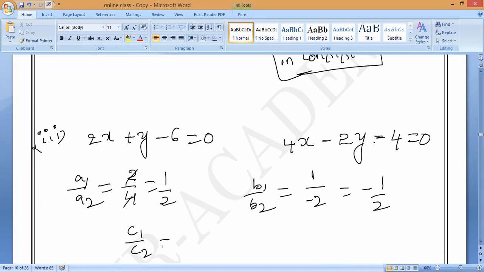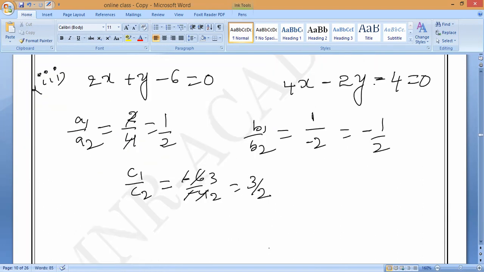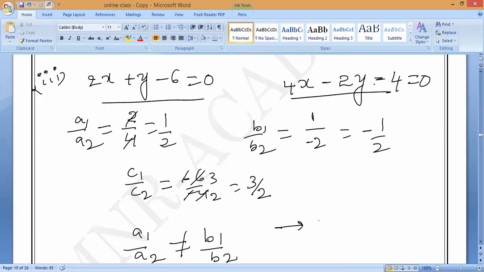c1 by c2? Minus 6 by minus 4. Minus minus get cancelled, which is equal to 3 by 2. Here, intersecting lines. a1 by a2 not equal to b1 by b2, correct? So the given two equations are intersecting lines.